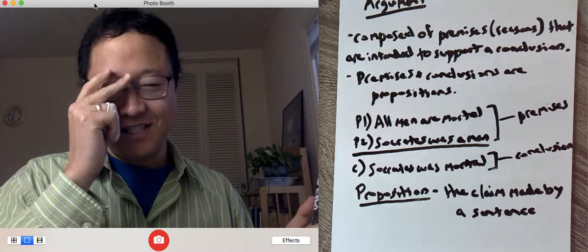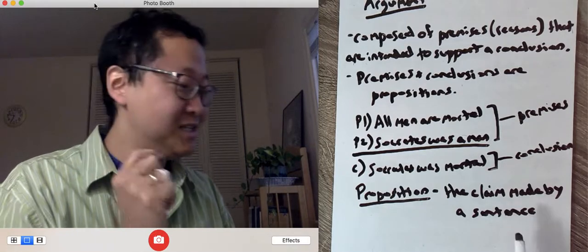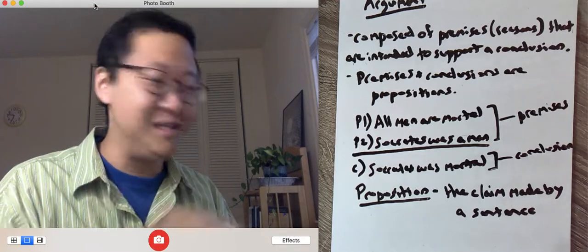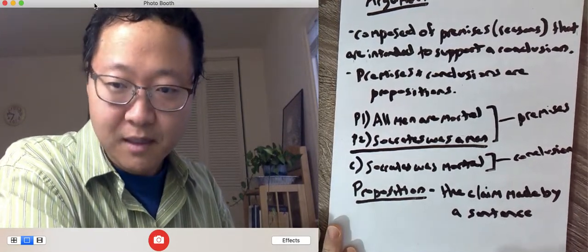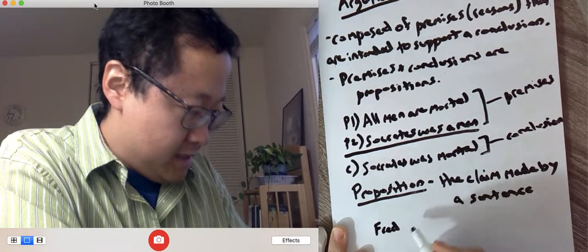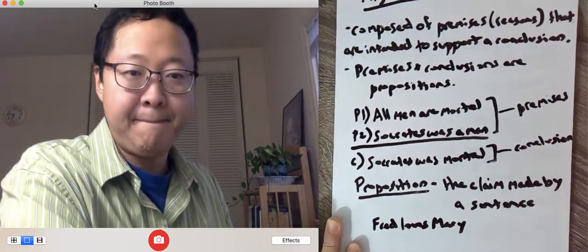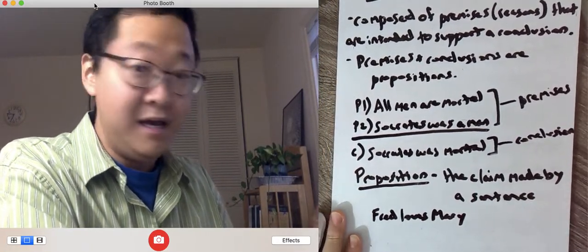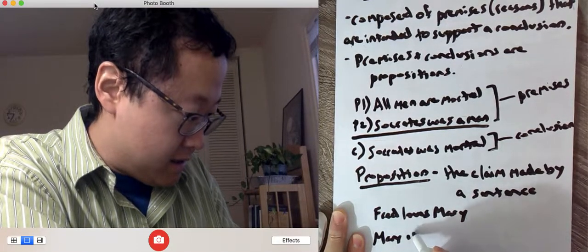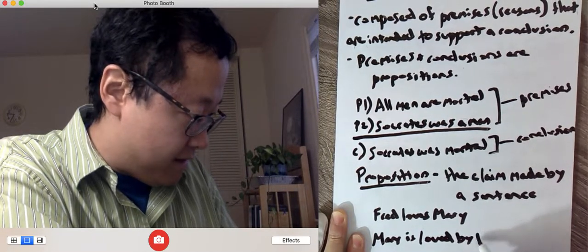Well, let's just give an example. Here are two sentences that make the same claim, and by looking at that, it'll help you see what a proposition is. Let's say I write this sentence down: Fred loves Mary. That's one sentence. Here's a different sentence: Mary is loved by Fred.